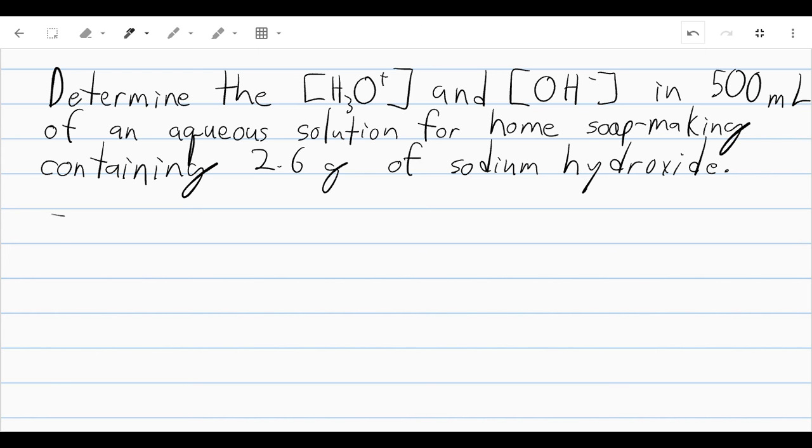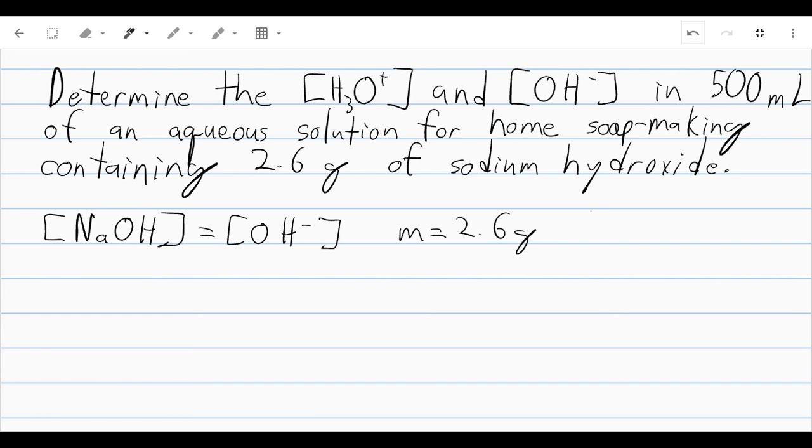Now, sodium hydroxide, the nice thing is that there's only one hydroxide ion. So like most strong bases, the concentration of the sodium hydroxide is going to be equal to the concentration of the hydroxide ions. So we can use that 2.6 grams and the molar mass as a proxy to figure out how many moles there are. We have 2.6 grams, molar mass of sodium hydroxide is 40 grams per mole.